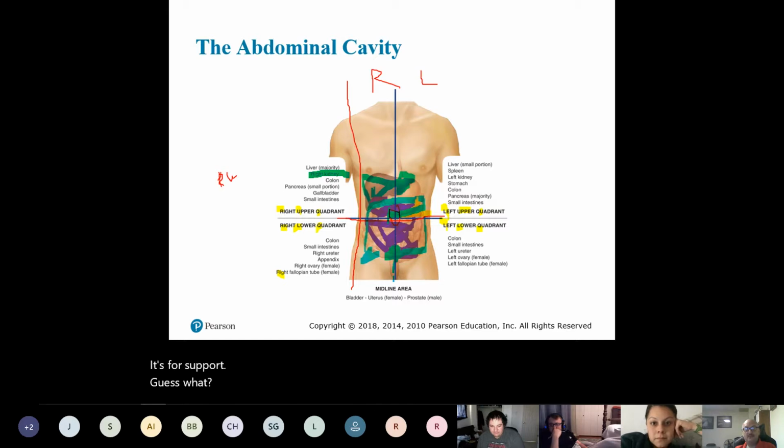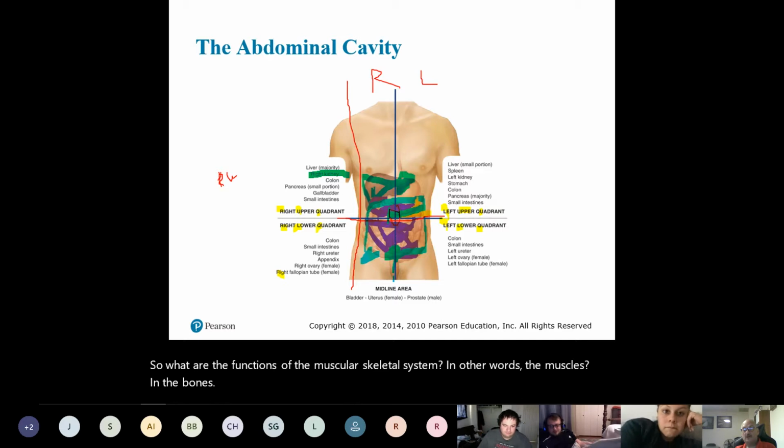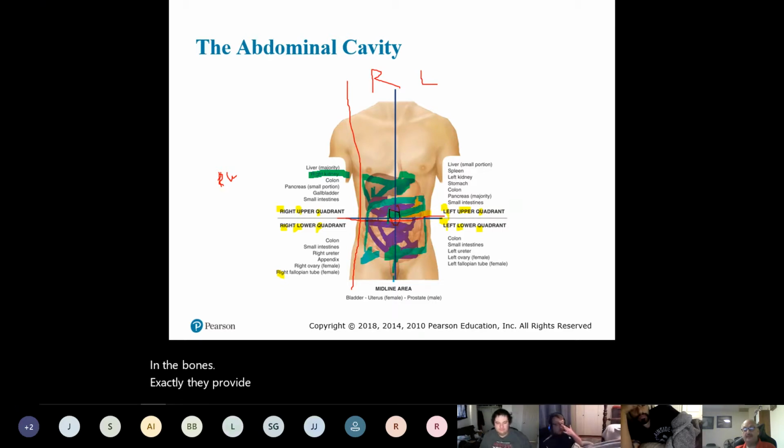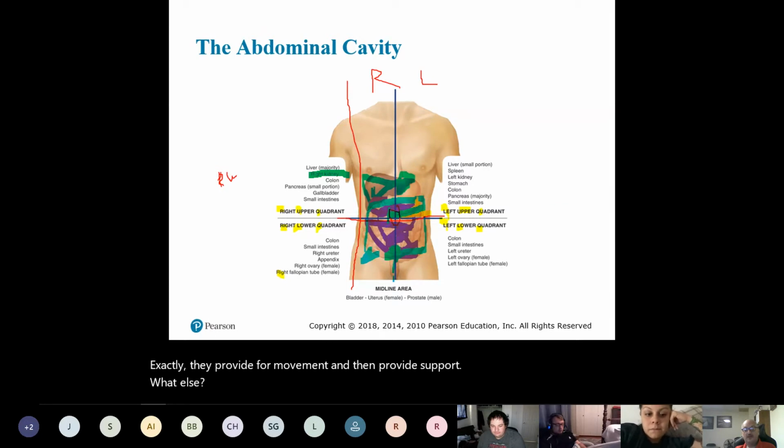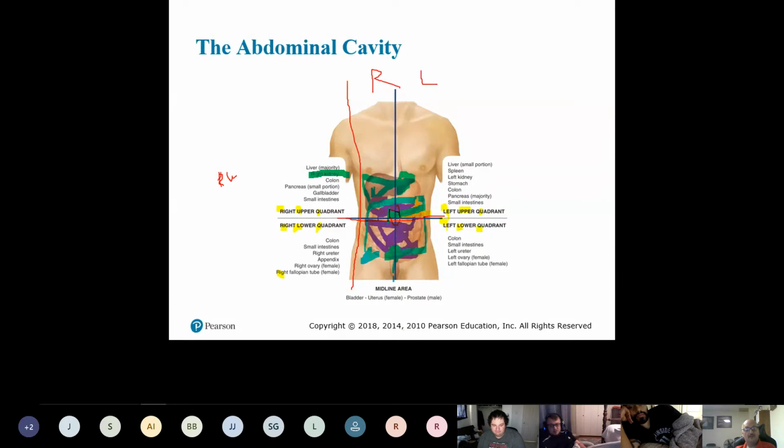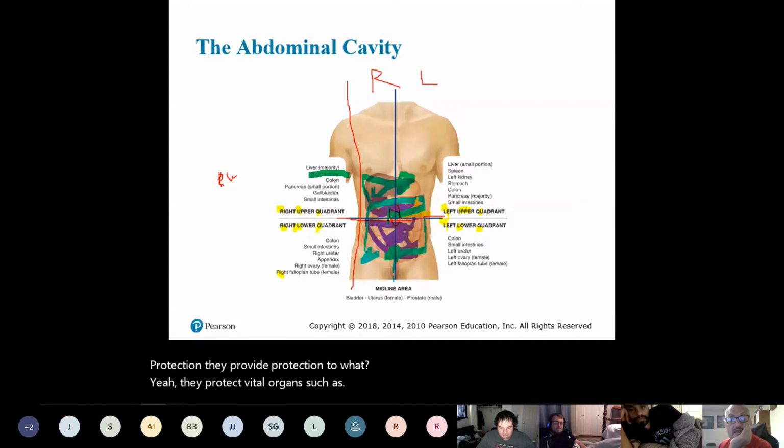So guess what? So what are the functions of the musculoskeletal system? In other words, the muscles and the bones. Move and support. Exactly. They provide for movement and they provide support. What else? Protection. They provide protection to what? Your vital organs. Okay, yeah, they protect vital organs such as heart, liver, kidney, not brain.